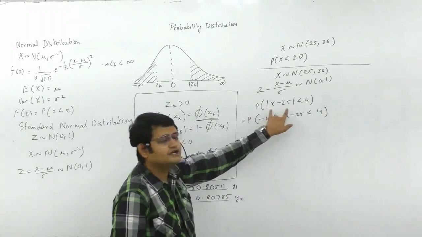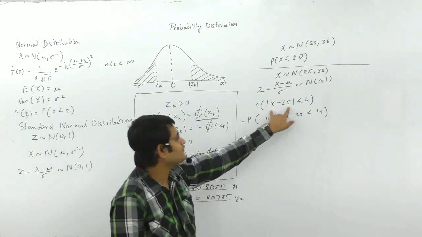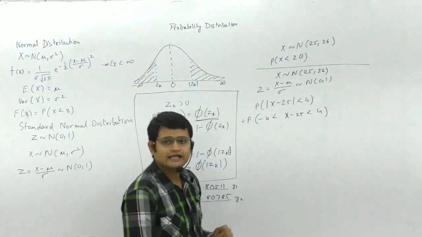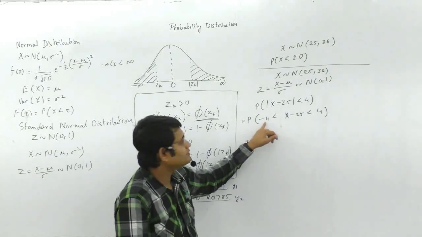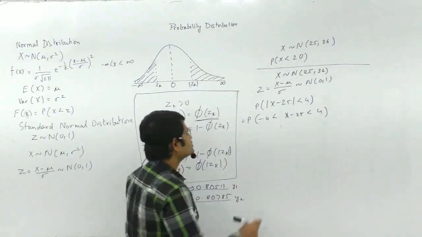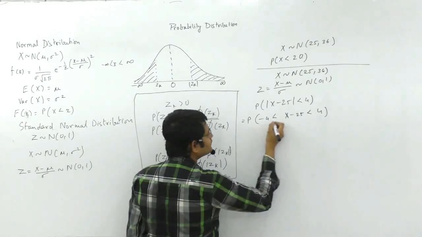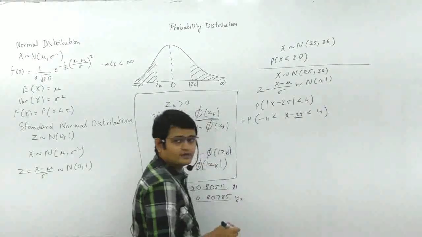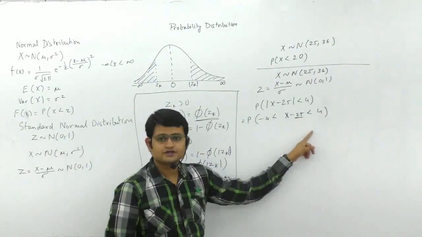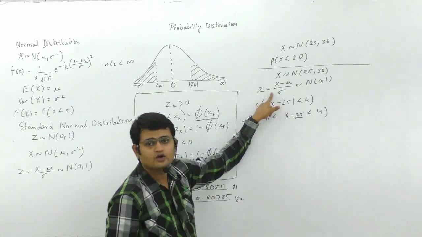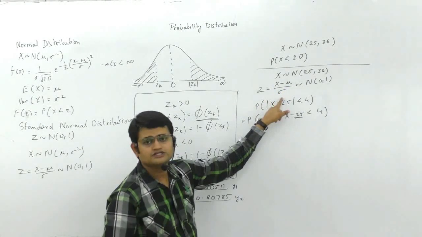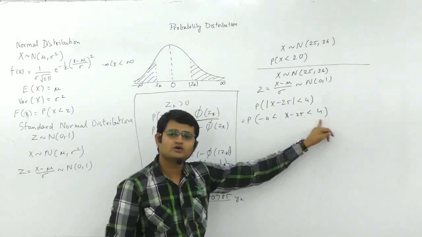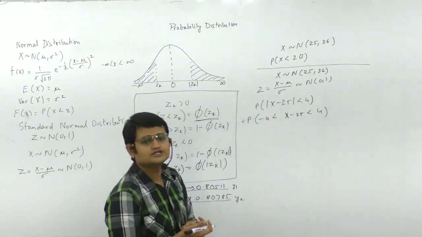Basically this says the difference between x and 25 is less than 4. That means it can be a positive difference or a negative difference, so our value can be between minus 4 to plus 4. Because our mu is already 25, I am not going to solve this further, because we need to make it into a standard normal, that is x minus mu upon sigma. If I had some other value, let's say 20, I would have added 20 to the whole expression and then converted into standard normal.